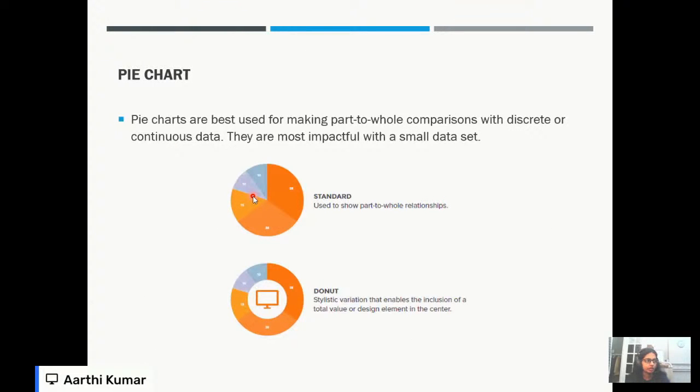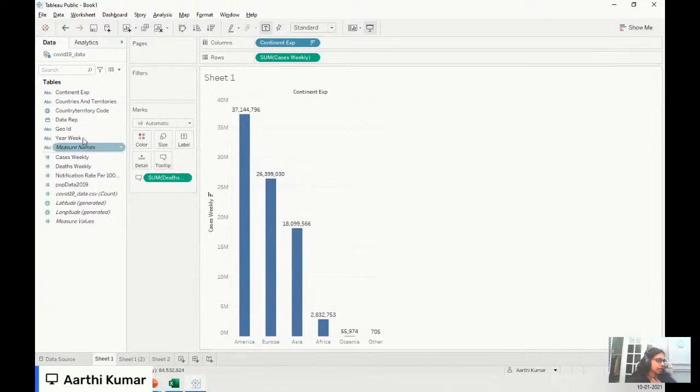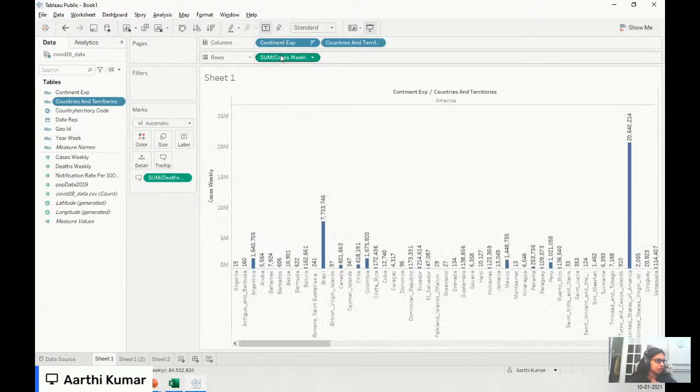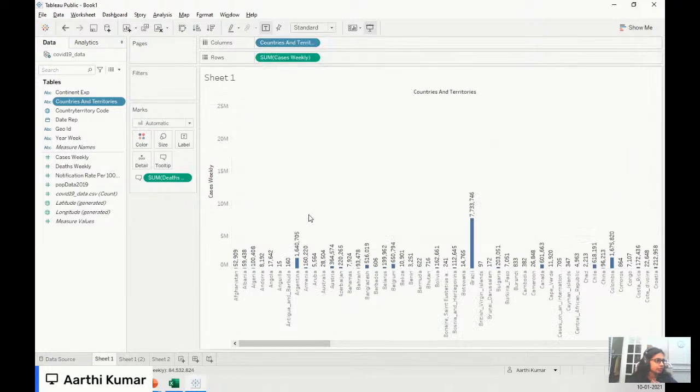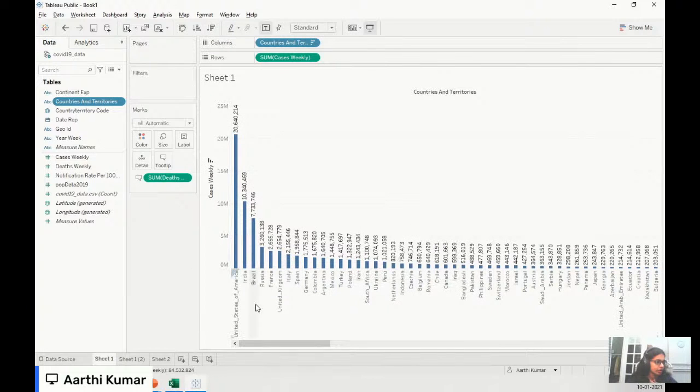Next, we will look at pie chart. Pie charts are best used for making part to whole comparisons with discrete or continuous data. Again, this is more impactful with a small set of data. Let me show you the difference. For a bar graph, you can add the countries and look at the country. You can sort it in descending order. So United States, India, Brazil, Russia, France, these are the top 5 countries having the highest number of COVID cases.